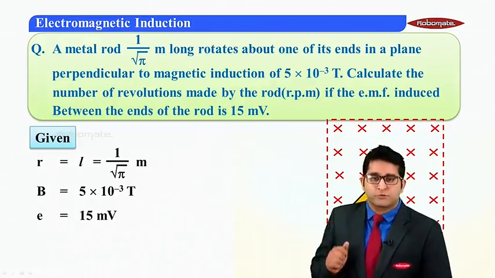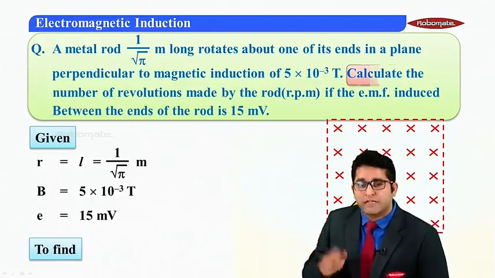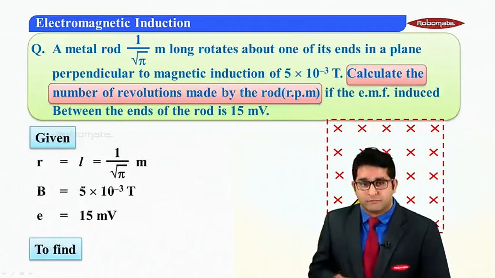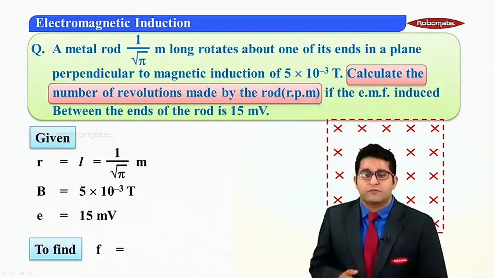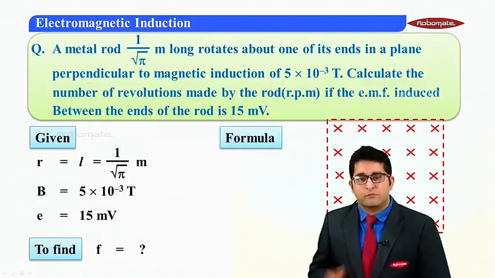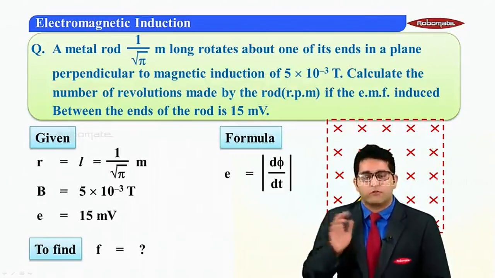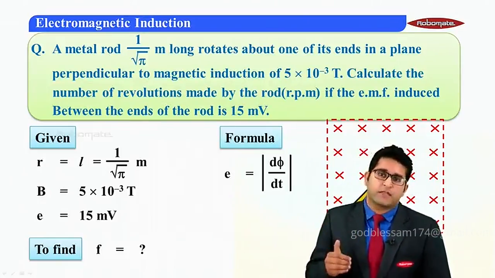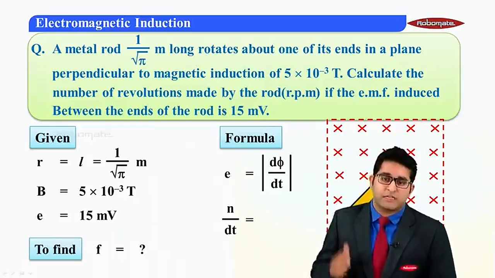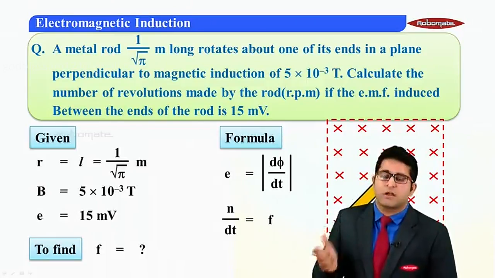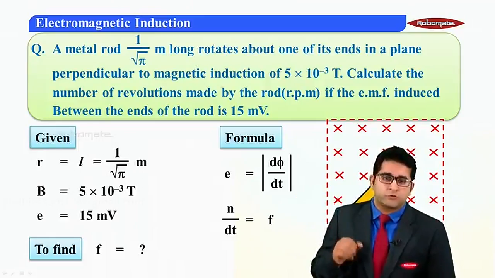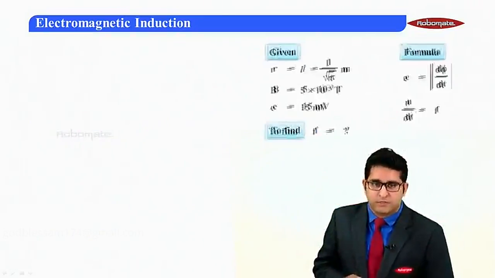Now students, what we are supposed to calculate? Here we are supposed to calculate the number of revolutions which is made by the rod per minute. That means we are supposed to calculate the value of frequency F. And the formula that we'll be using is from Faraday's second law, E is equal to mod of d phi by dt. And another formula that we'll be using is number of revolutions per unit time, that is N upon dt, which is equal to F, which is nothing but the frequency. So we know the given data, we know the formula to be used. Let us start with the solution.